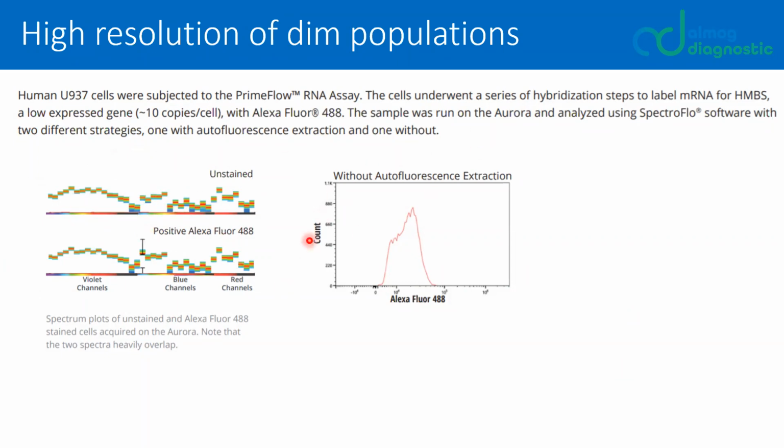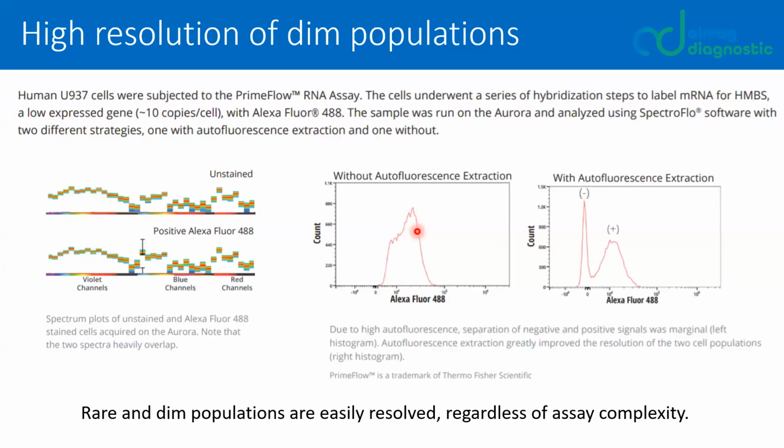On the right here, we can see that when we are trying to resolve the positive signal from a negative one, it is almost impossible without autofluorescence extraction. But after autofluorescence extraction, look how nicely we can now get our positive signal, our positive events. So this autofluorescence extraction is really a superpower, and it is extremely beneficial when analyzing dim populations.